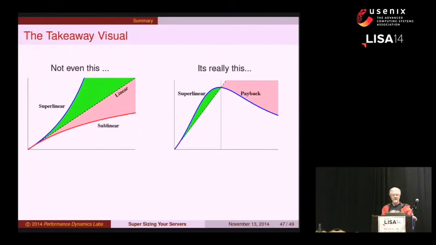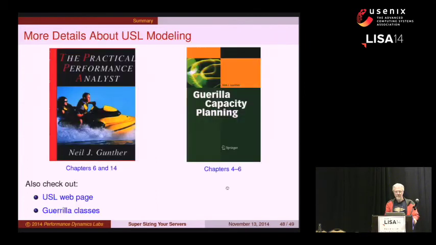So the takeaway visual is it's not even actually this, which is the plot I showed you in the beginning. It's really this. So even if you have superlinearity, you're going to pay for it later on in a very severe fashion. So what looks good originally turns out to be too good to be true. So you've been warned now.